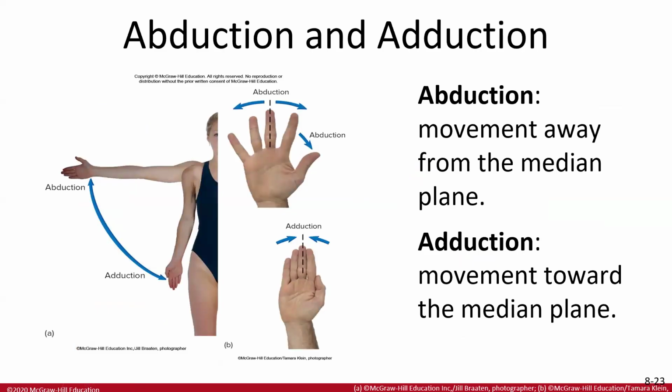Abduction and adduction are movements either away from the midline or towards the midline. I always use a jumping jack as an example. When you first spread your legs and your arms go up towards your head, that's abduction for both. We're going away from the midline. When we bring our arms back to our sides and our feet come back together, that's considered adduction. So you can think of it as adding that body part back towards the body.